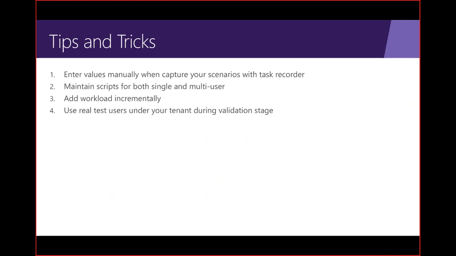Then when you capture the scenario with the task recorder, do not use the drop downs. For example, if you want to enter the item number, do not select it from the drop down. Instead, capture the value and enter it manually. The reason is that if you capture from the drop down, it will capture those activities, and eventually convert those activities into part of the test script.